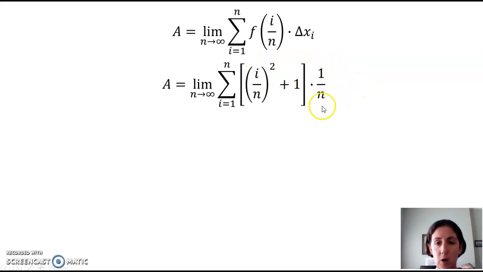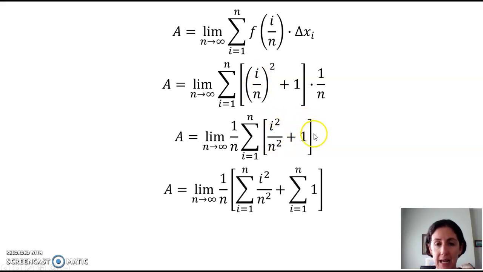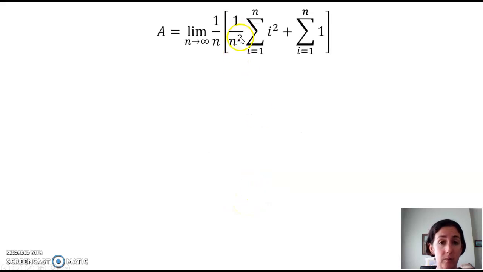Now, just like before, this 1 over n has no bearing on this summation whatsoever, so I'm going to pull it out. (i over n) squared is i squared over n squared, plus 1. The summation of these two terms being added, I can just take the summation of the first plus the summation of the second. And as previously, this 1 over n squared has no bearing on the summation whatsoever, so I'm going to pull it out. Now, these are summation formulas that we've discussed before. We have a formula for taking the sum from 1 to n of i squared, and we have a formula for taking the sum from 1 to n of 1.